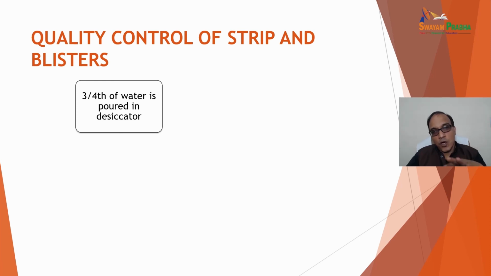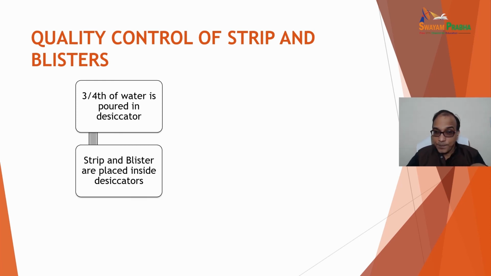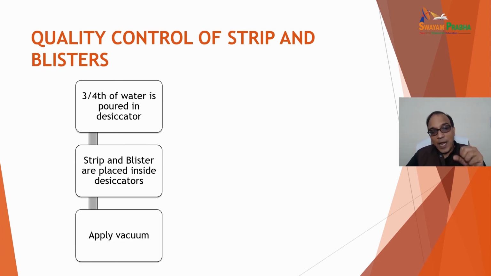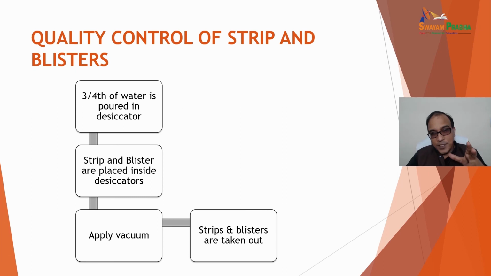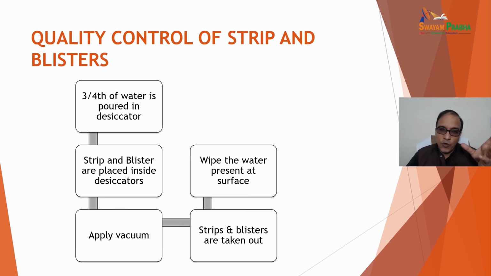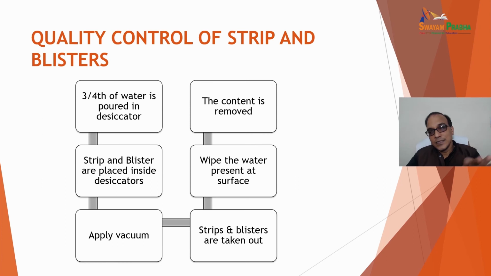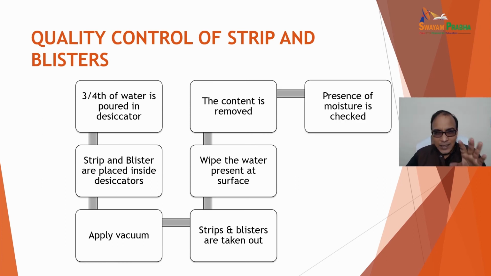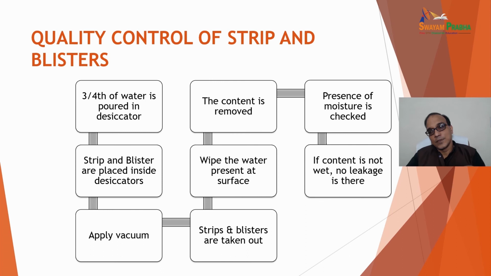Three-fourths of the desiccator is filled with water. Strips and blisters are placed inside this desiccator. Apply the vacuum. Strips and blisters are taken out. Wipe the water present on the surface. The content is removed and the presence of moisture is checked. If the content is not wet, no leakage is there. So blisters and strips must be waterproof. They should not allow any entry of water or moisture inside the packaging.